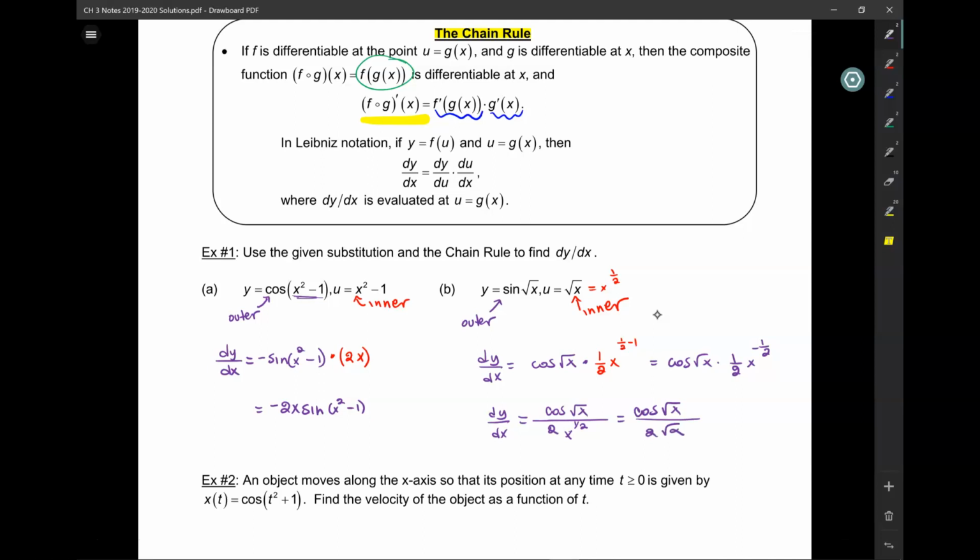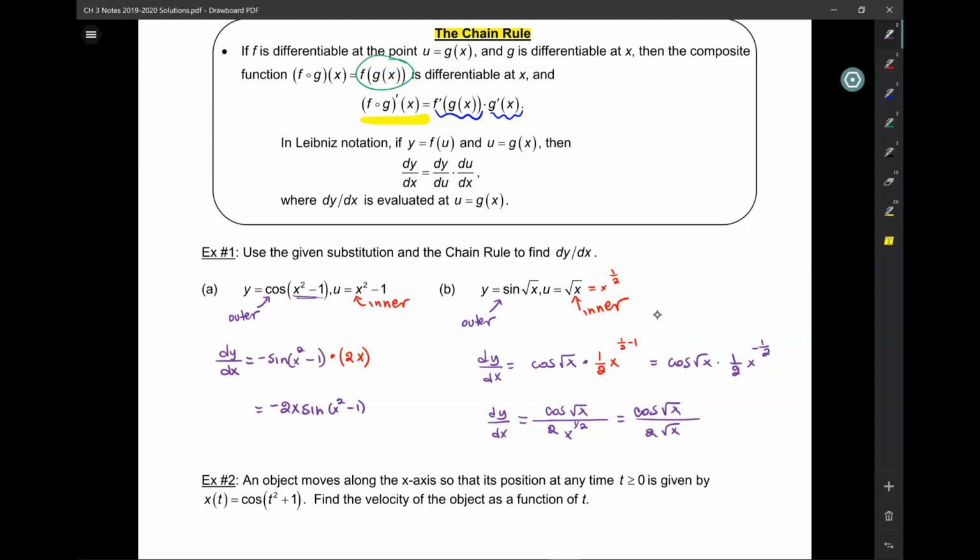Why did they write it with dy du? Because it's the derivative of y, it's the derivative of the outer function in terms of u, the inner function. So it's the derivative of sine, which you get cosine, in terms of u, root x. And then that's the derivative of u with respect to x.